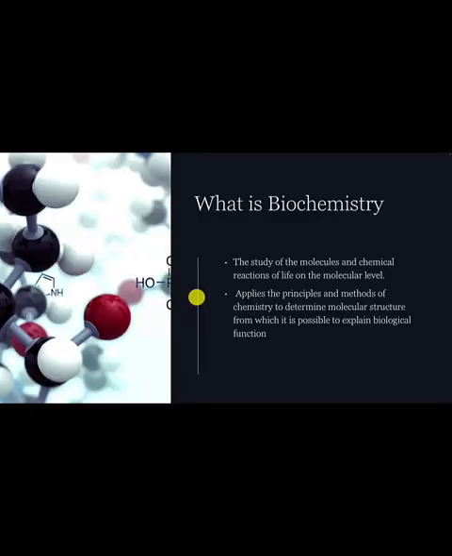Welcome to biochemistry. So what is biochemistry? Well, essentially what we're going to be looking at in this course are molecules and how they react chemically. In a regular biochemistry class, we would look at these reactions in multiple different systems, different types of creatures, different types of life forms. But we're going to be looking at it through the lens of exercise. And we're also going to be exploring the molecular components of biochemistry.